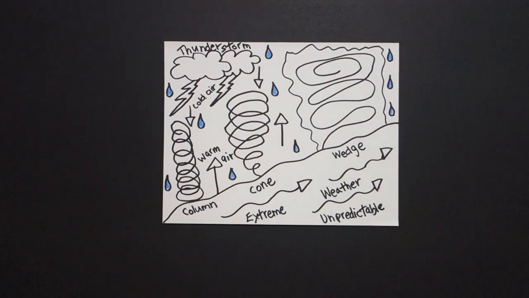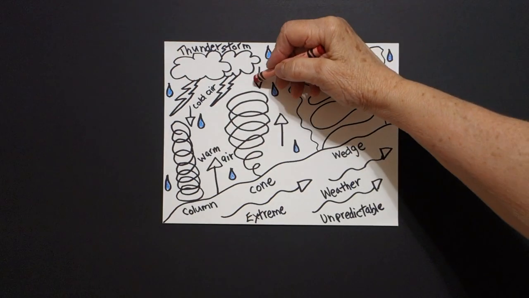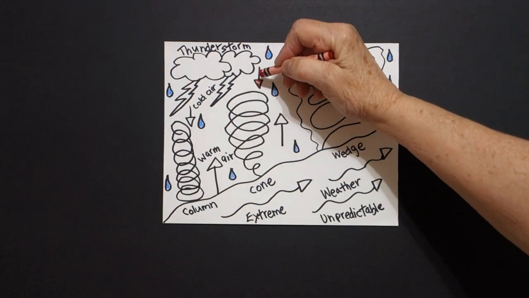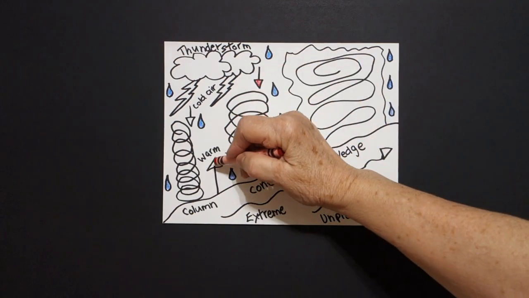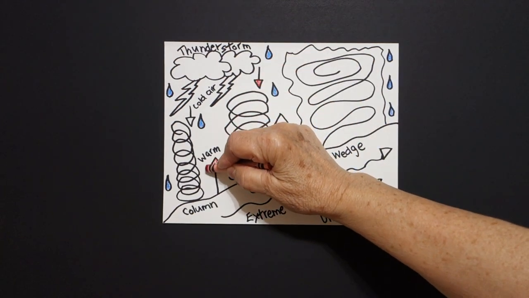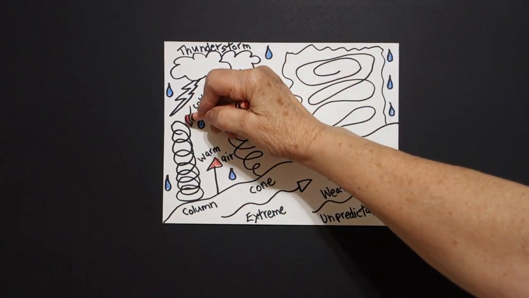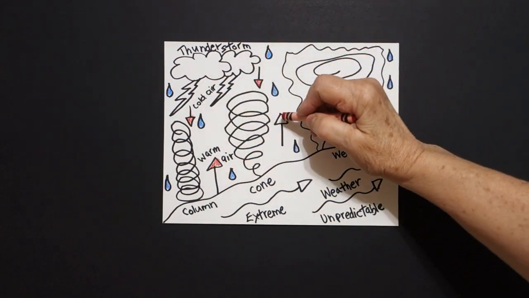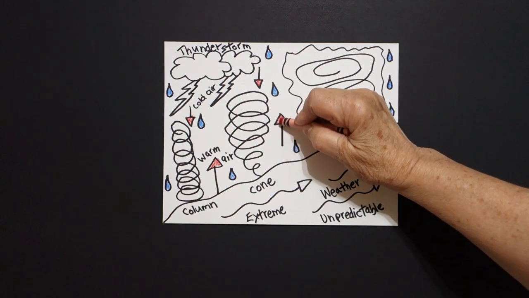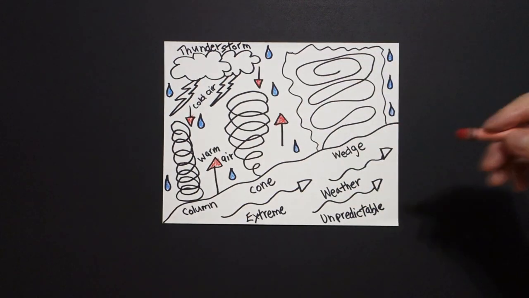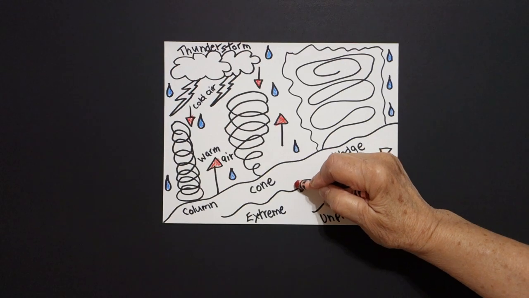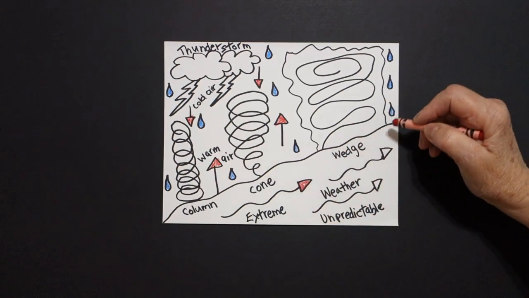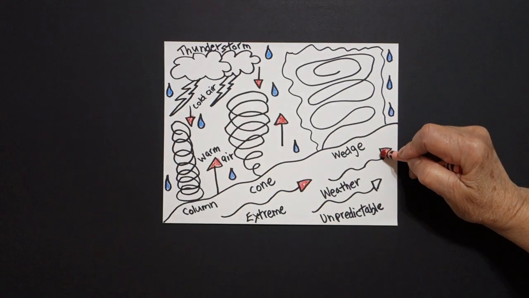Then we are going to take our reds and we're gonna color in all the arrows, because once you start getting that cold air hitting the warm air all at one time, it starts the movement into making those funnels. Come down here, color these all in red, and these all in red.